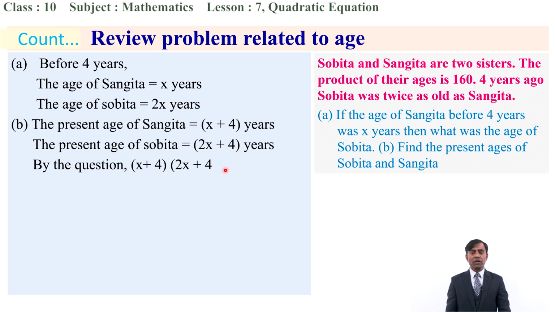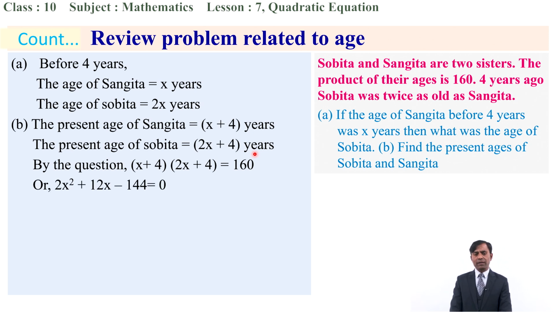By the question, their product at present is 160. So the present age of Sangeeta times the present age of Shobita equals 160. That is, x plus 4 multiplied by 2x plus 4. Multiplying and simplifying, we get the equation 2x square plus 12x minus 144 is equal to 0. You know how to simplify, so I have jumped some steps.